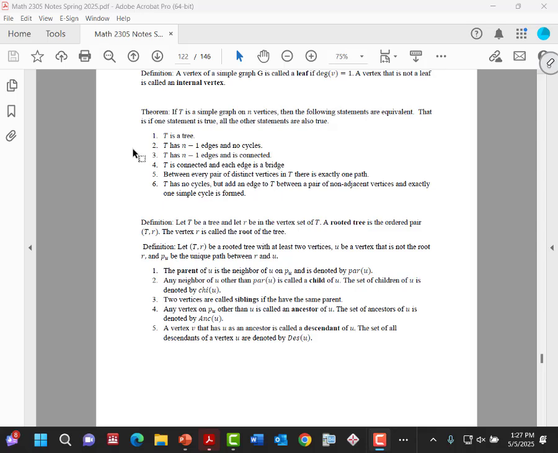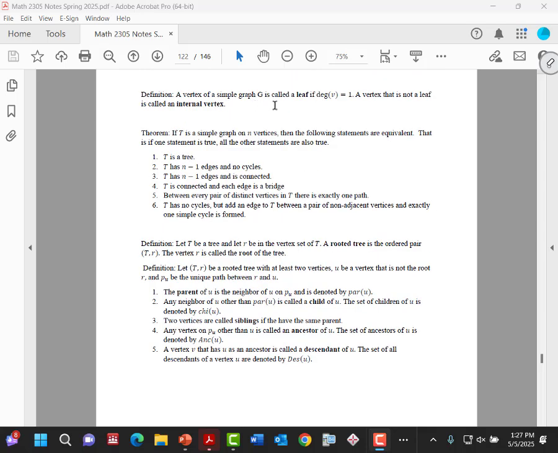A vertex of a simple graph G is called a leaf if the degree of that vertex is 1. A vertex that is not a leaf is called an internal vertex. So what would this mean? Let's say that I have a tree and it looks like this, very, very basic. I'll call this V1, and then V2, V3, and V4.